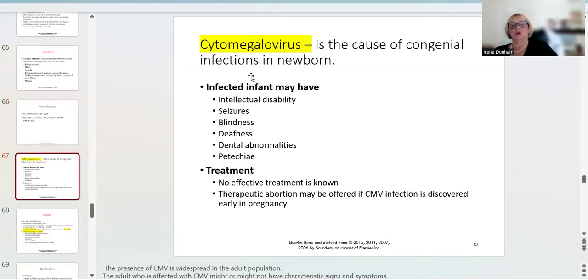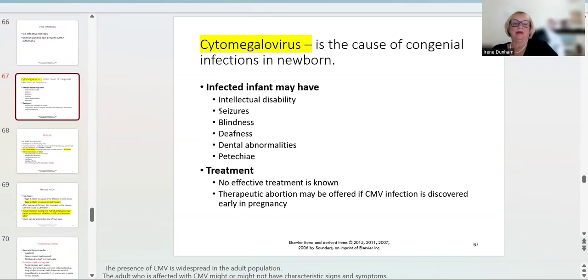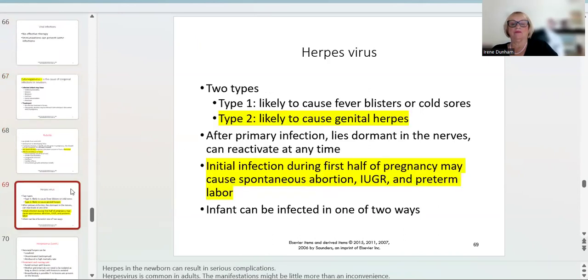This slide here just goes over that cytomegalovirus is the cause of congenital infections in newborns. Not good. Look down at the treatment. There are no effective treatments known. I've seen where women had to make decisions and have an elective therapeutic abortion because she was infected, because this is what it causes in a baby. These are major.